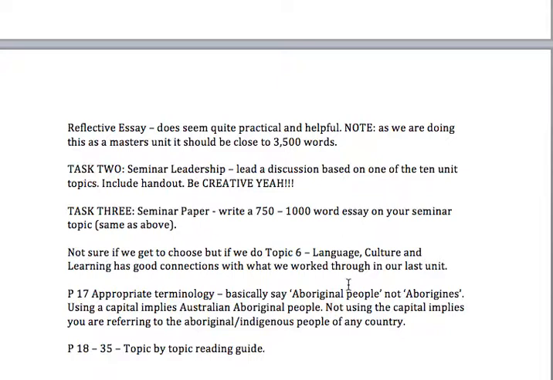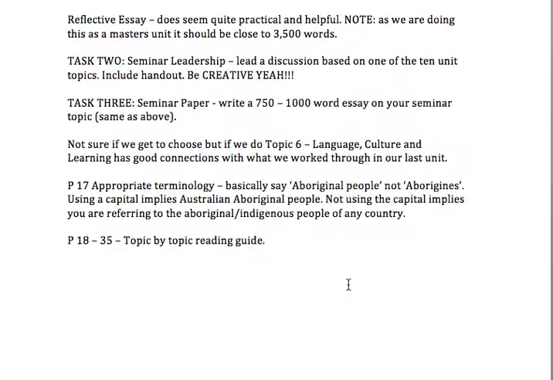Then the last part is from page 17. It has a little thing about terminology, how not to be rude. And then page 18 to 35 is topic by topic reading guide, which I kind of just looked through, but mainly looked at topic 6, which is really similar to what we just did.